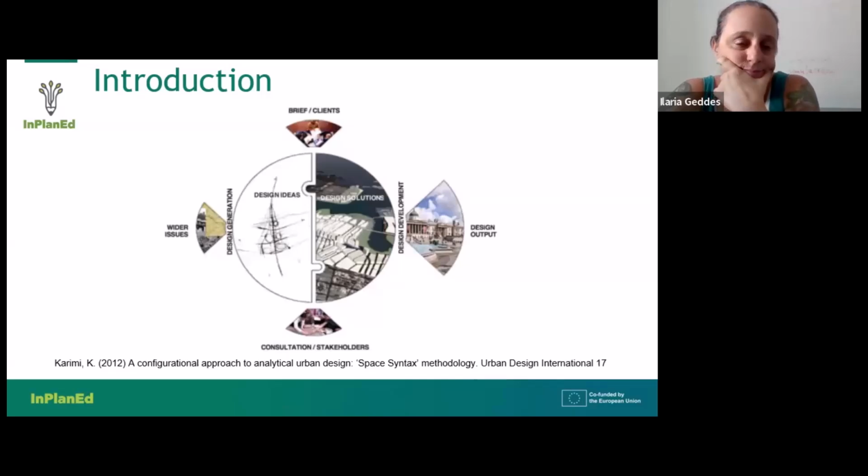Going step by step, this is essentially a generic urban design process. This is what practically everyone does as a first step. There are two main stages of design: one is design generation and one is design development. Basically they create a cycle. You have a brief as a designer. You take into account probably some wider urban issues. And you might even do participation, stakeholder consultation, and so on.